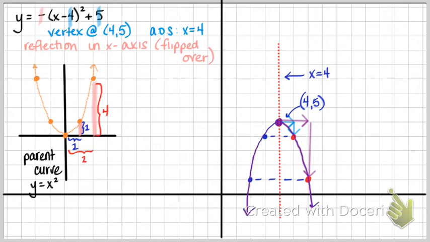Domain and range, just for the sake of making sure that we're consistent. My domain, -infinity to infinity. I haven't changed anything about the fact that no matter what x value I choose, I could put it into that equation and evaluate it and get a result. There will be an output for every input.